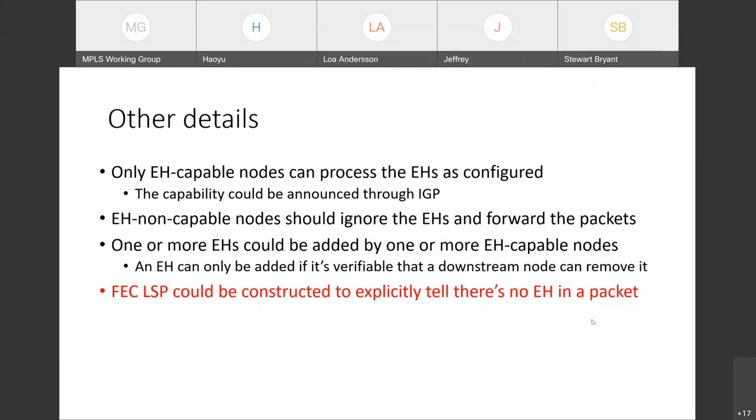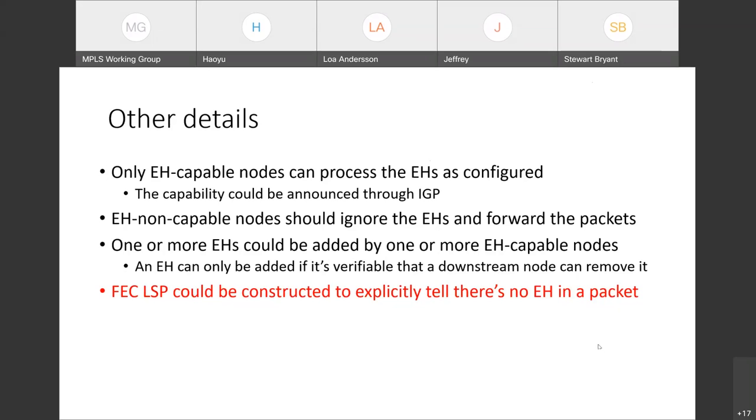So here are some more details. On the path there will be some extension header capable nodes and incapable nodes, and only the EH capable nodes can process the extension header as configured. Such capability could be announced through an IGP protocol extension, so each node knows whether its upstream node can do extension header processing or not. And each non-capable node should ignore the extension header and forward the packet as usual. That guarantees the packet with an extension header can be successfully forwarded.